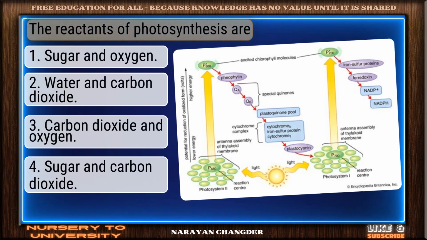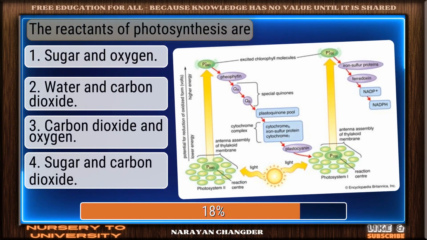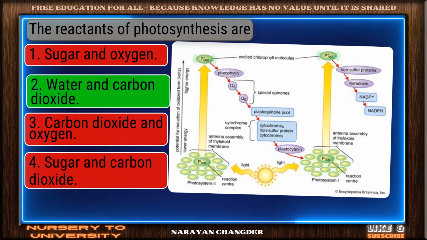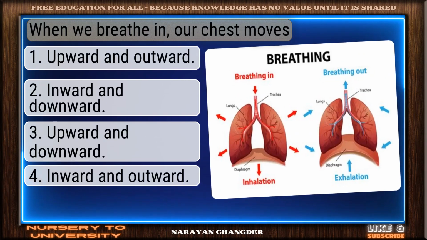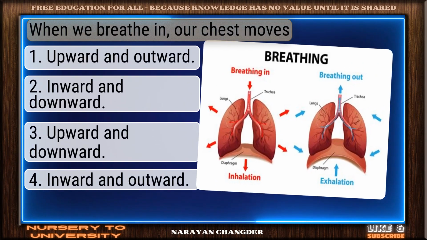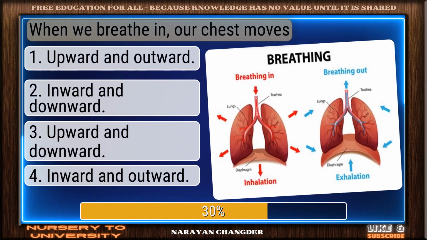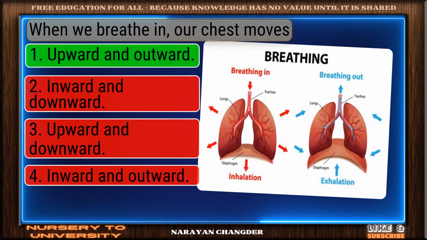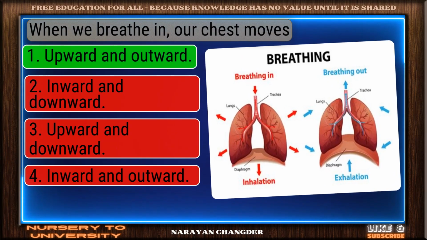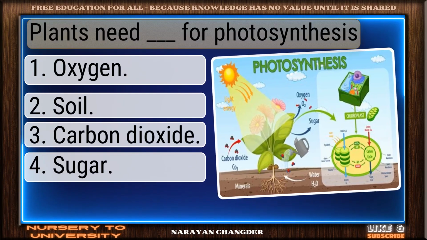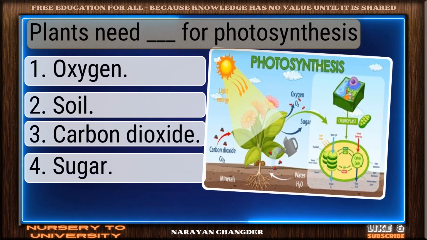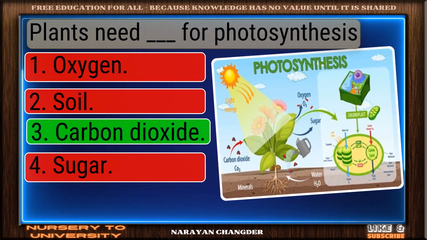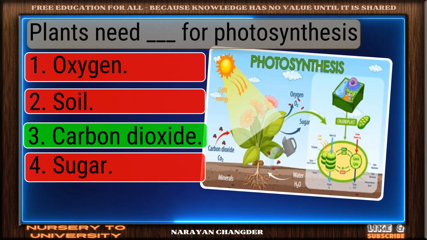Question number 174. The reactants of photosynthesis are. You got it. Your choice, water and carbon dioxide, is right. Question number 175. When we breathe in, our chest moves. Nice selection. Upward and outward is the correct and valid answer. Question number 176. Plants need dash for photosynthesis. Great thinking. Carbon dioxide is the right choice.